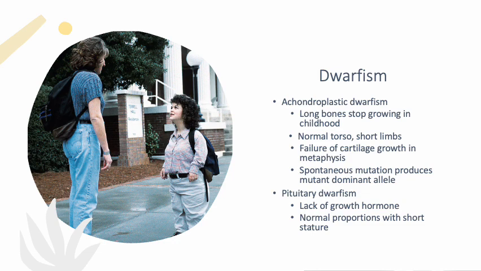Let's talk about not growing bone. So dwarfism. You can have achondroplastic dwarfism, which means that the long bones stop growing in childhood and don't continue to grow past puberty, like most people's do. They usually have a normal torso and short limbs because it only affects the long bones. So their wrist bones, ankle bones, ribs, and skull are all normal size. It's the long bones that stop growing: the fingers, the legs, the arms.